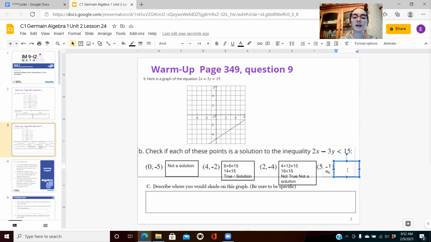We plug in 5 times 2 to get 10. Negative 3 times negative 1 is plus positive 3. It has to be less than 13. So if you look at 10 plus 3, we get 15. 13 is less than 15. Is that true? Is that a solution?